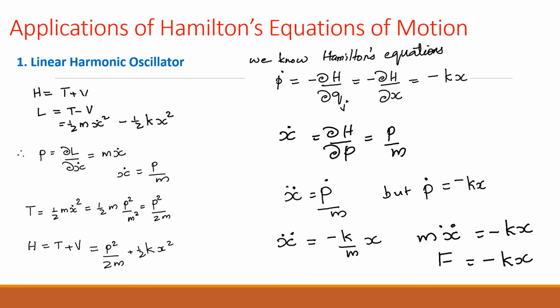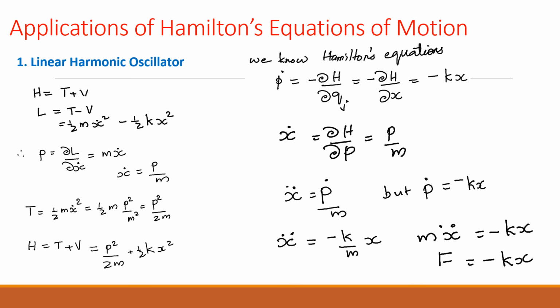Now again back to the expression for kinetic energy. We know that kinetic energy T is equal to half m x dot square. Instead of x dot, you substitute p by m. So that will be half times m times p square by m square, that is equal to p square by 2m. Now Hamiltonian H is equal to T plus V. The T is replaced by p square by 2m and V is half kx square.